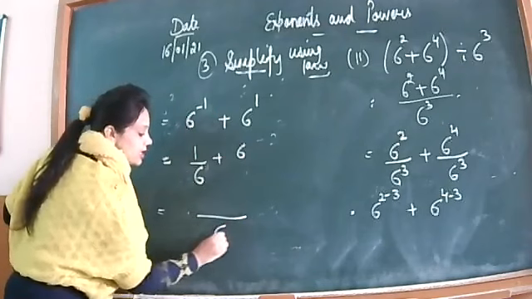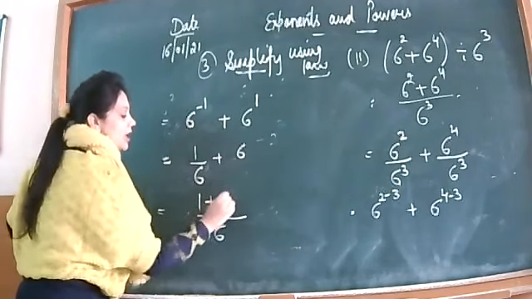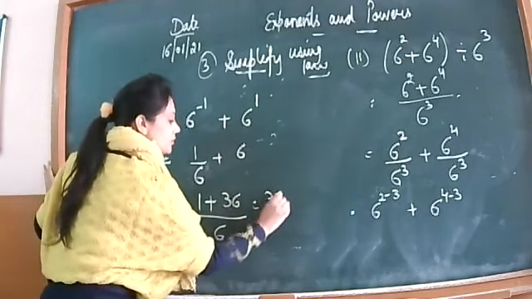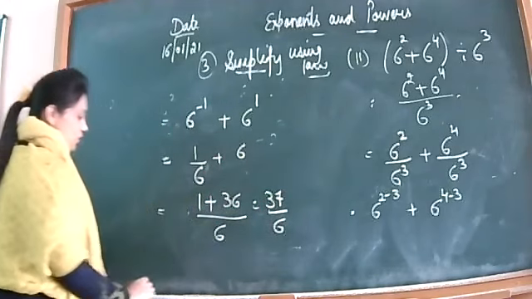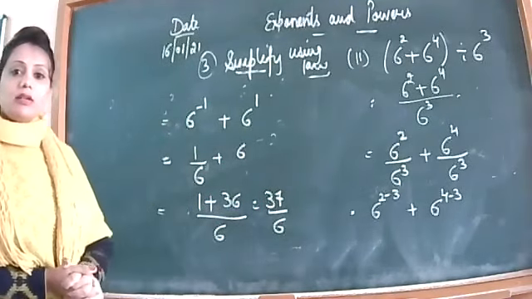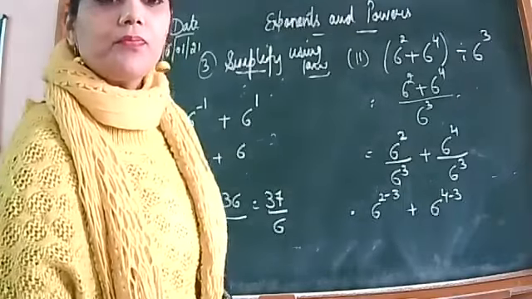Now we will take the LCM. 1 plus 36 is 37. So the answer to this question is 37 by 6.